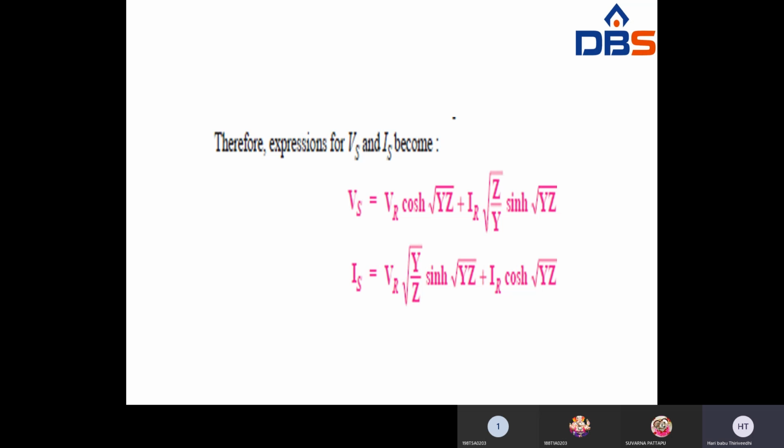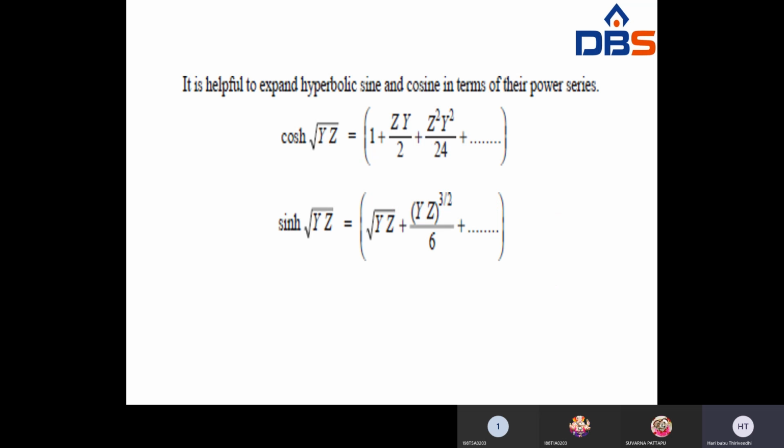So this is the rigorous method for long transmission lines. Calculate the sending end voltage and receiving end voltage, and also sending end current, voltage regulation and efficiency. So right, these are the expressions with the help of hyperbolic functions. Zy by 2 factorial, z square y square by 4 factorial, that is 4 into 3 into 2, 24. 2 factorial, 4 factorial, like that it goes.